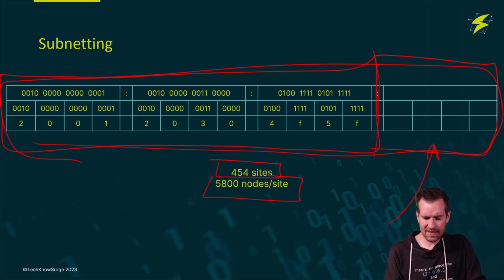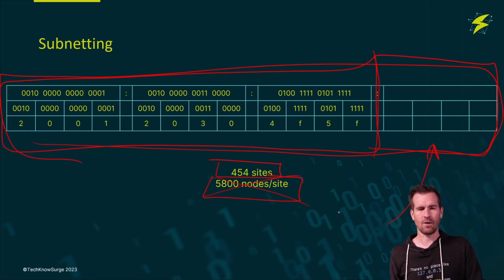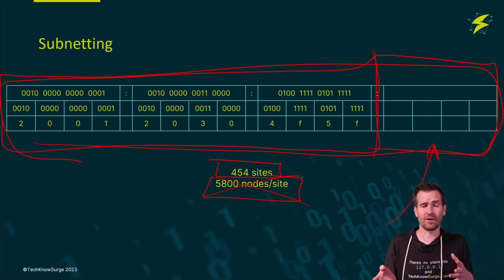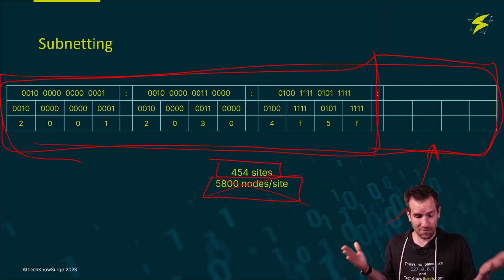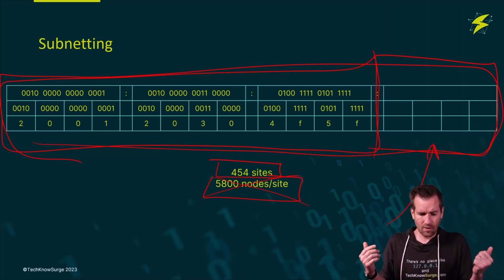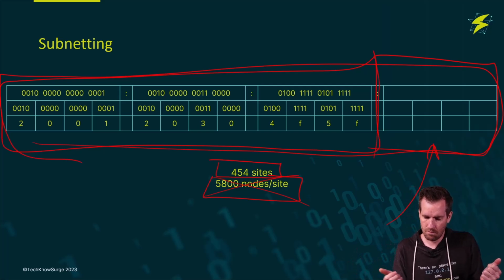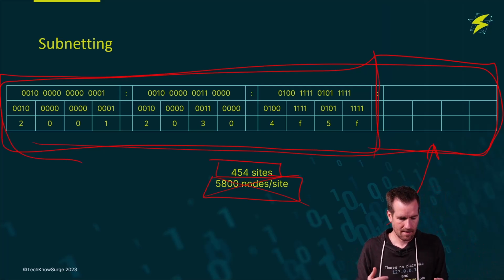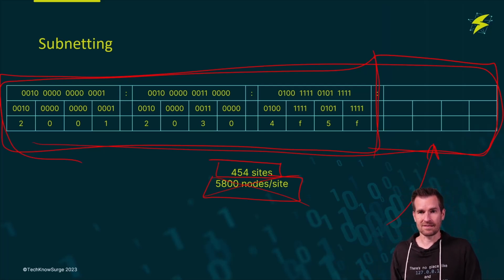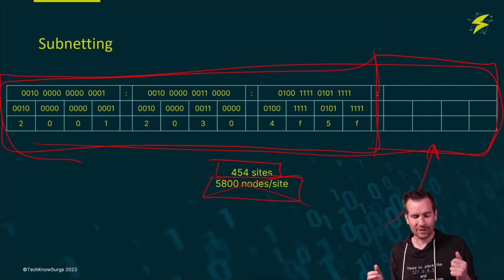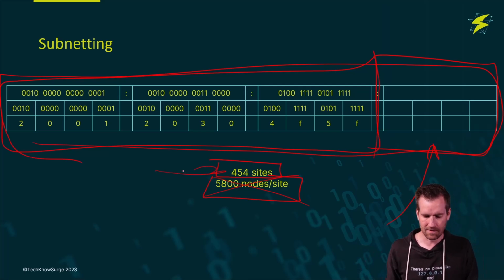Well, first of all, this is really not important information at all. We can just ignore this part of it. And the reason why we can ignore that part of it is because we've got 64 bits for the hosts. So 5,800 nodes is nothing compared to the millions upon millions upon billions of possible hosts that we can have for these networks. So we really only need to worry about this 454.